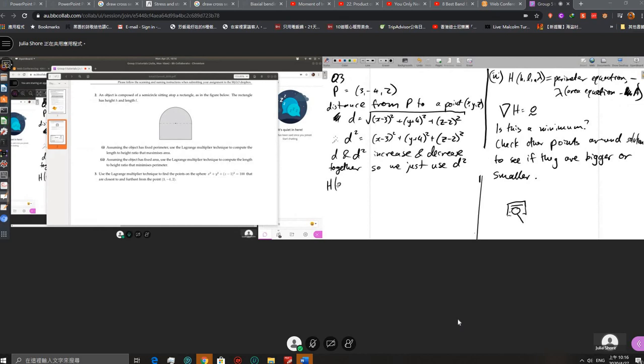So I'll just quickly set this out. We have h of x, y, z, lambda. How we want to set this out is that it's d squared minus lambda outside x squared plus y squared plus z minus 1 squared minus 100. So that's how we want to set it out. And obviously we can set the del operator on h equal to 0, and we should get two answers.